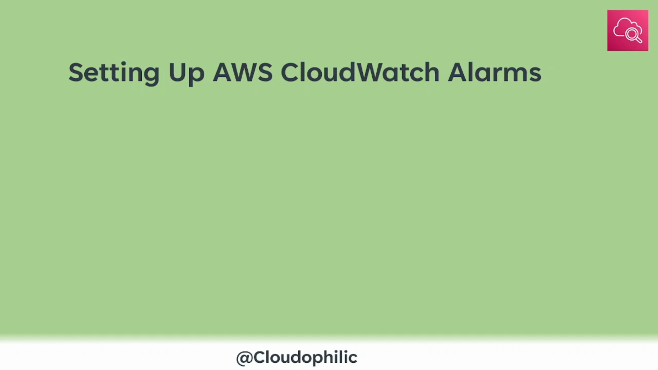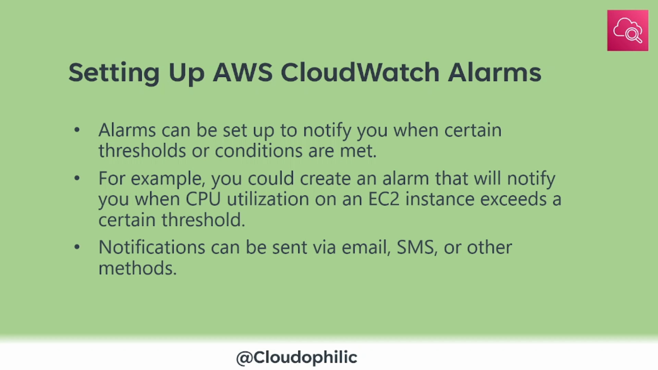Setting up AWS CloudWatch alarms. Alarms can be set up to notify you when certain thresholds or conditions are met. So as I said earlier, if CPU utilization has gone high, an alarm would be generated so that auto scaling can happen and the CPU utilization can be balanced. So you could create an alarm that will notify you when CPU utilization on an EC2 instance exceeds a certain threshold. Notification can be sent via email, SMS, or other methods.